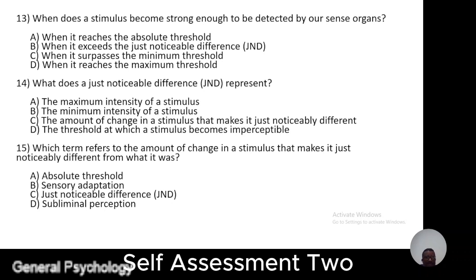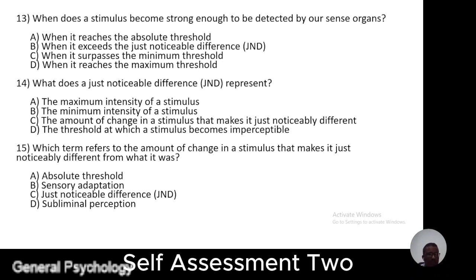Question number 13. When does a stimulus become strong enough to be detected by our sense organs? A, when it reaches the absolute threshold. B, when it exceeds the just noticeable difference, or JND. C, when it surpasses the minimum threshold. D, when it reaches the maximum threshold.